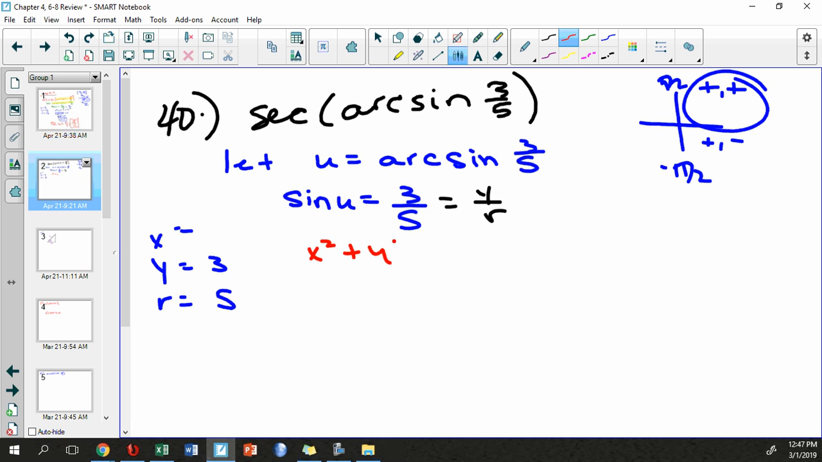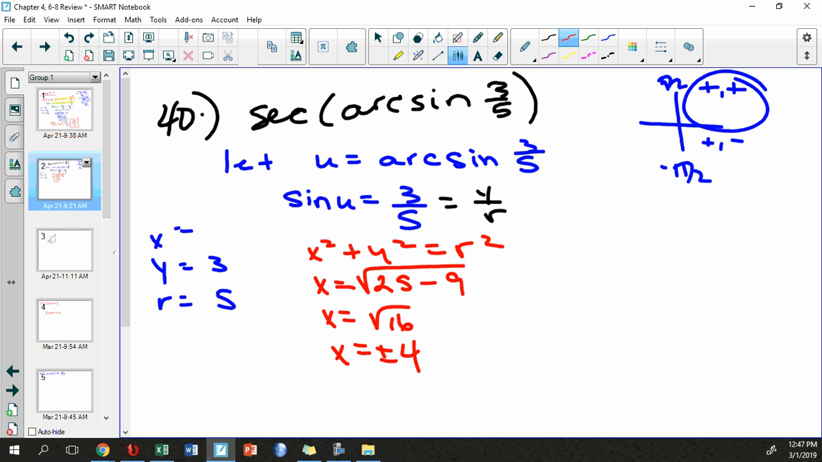X squared plus y squared is equal to r squared. So x squared is going to be equal to 25 minus 9. Take the square root of that. So x is equal to the square root of 16, so x is equal to plus or minus 4. And what did we say we were going to utilize, the plus or minus? Only the positive, because we are in quadrant 1. Do we understand that? And in quadrant 1, x is positive, and so is y. So therefore, x is 4.